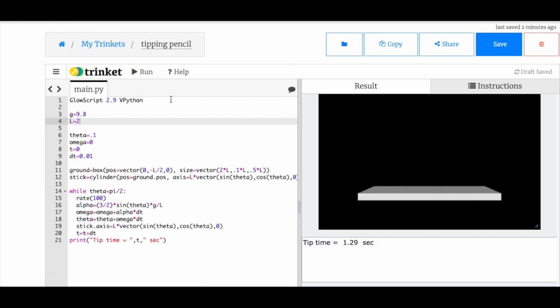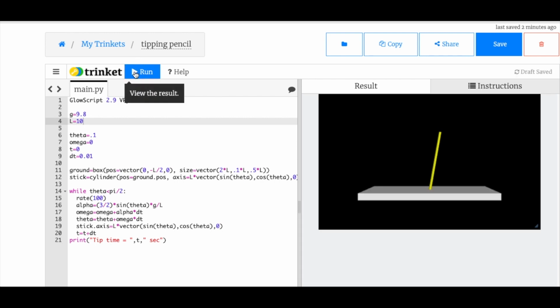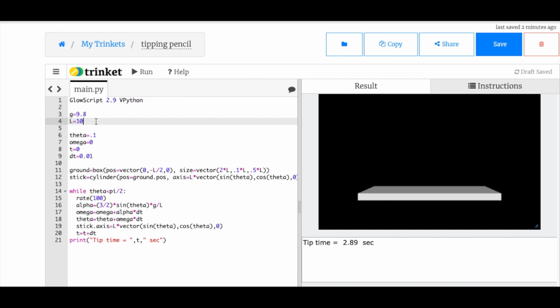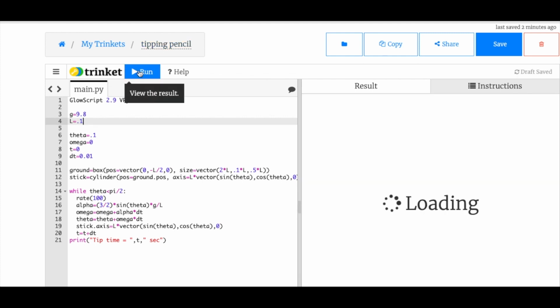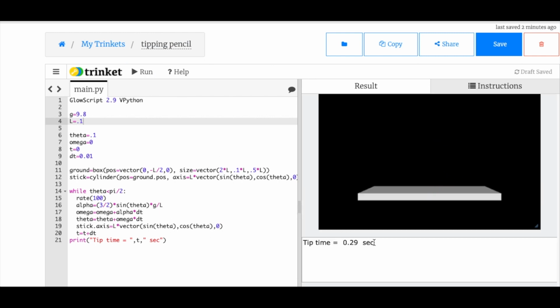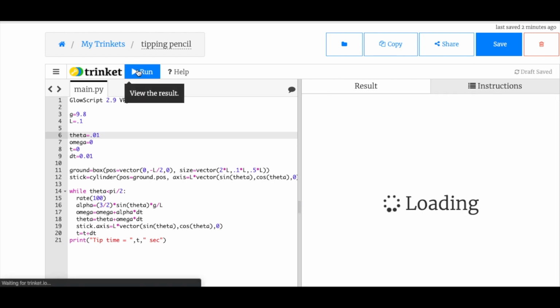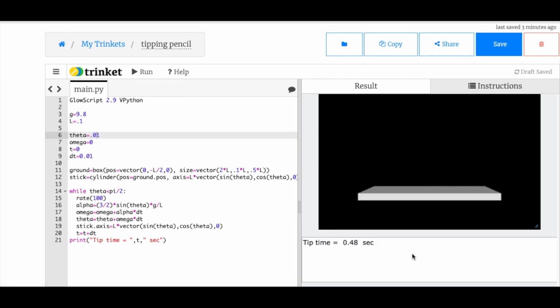Notice how it takes a lot longer to fall over. This is exactly what we saw happening. Let's put it at 10 meters, and I'll stop it. Okay, now let's go back down to 0.1 meters and run it. And it takes 0.29 seconds. Now let's say I start at an angle of 0.01 radians. It takes, on the order of 2 times as long.